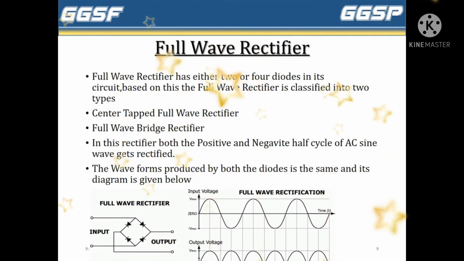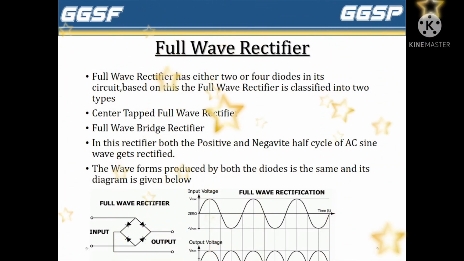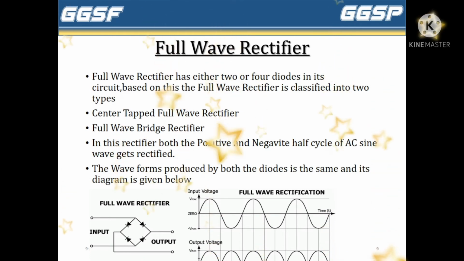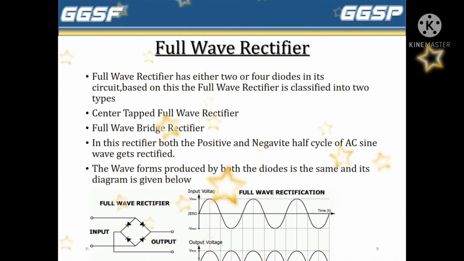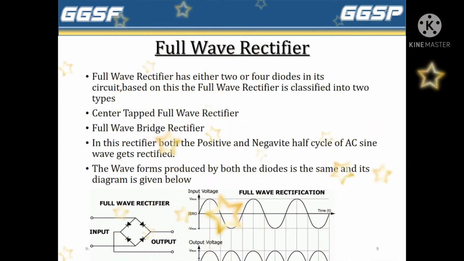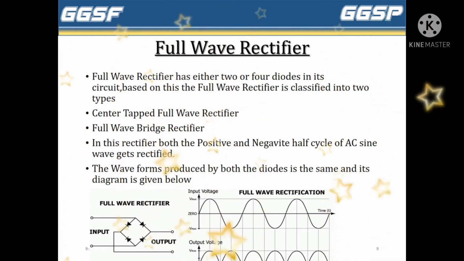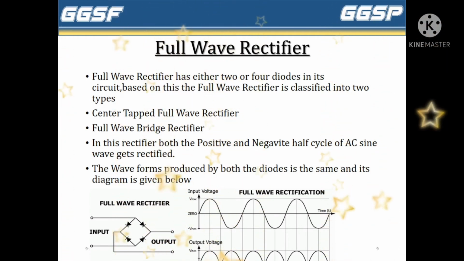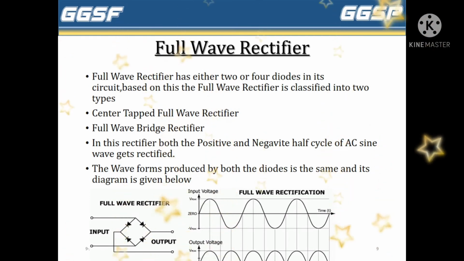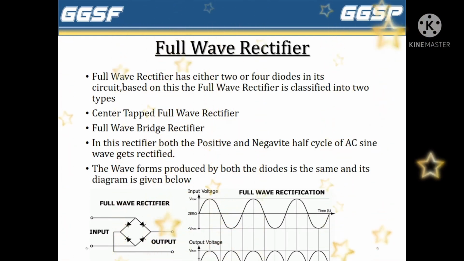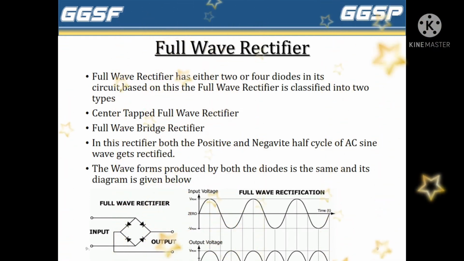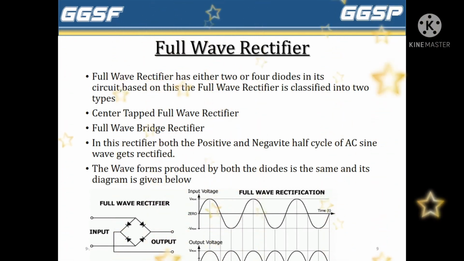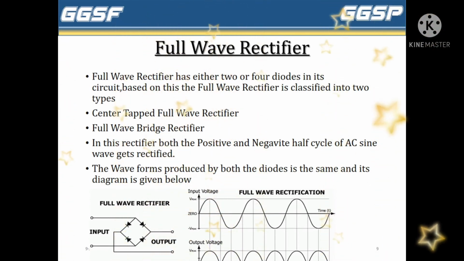Now we will discuss what is a full wave rectifier. A full wave rectifier has either 2 or 4 diodes in its circuit. Based on this, the full wave rectifier is classified into two types: center tapped full wave rectifier and full wave bridge rectifier. In this rectifier, both the positive and the negative half cycle of the AC sine wave gets rectified. Down you can see the waveforms produced by the bridge rectifier.